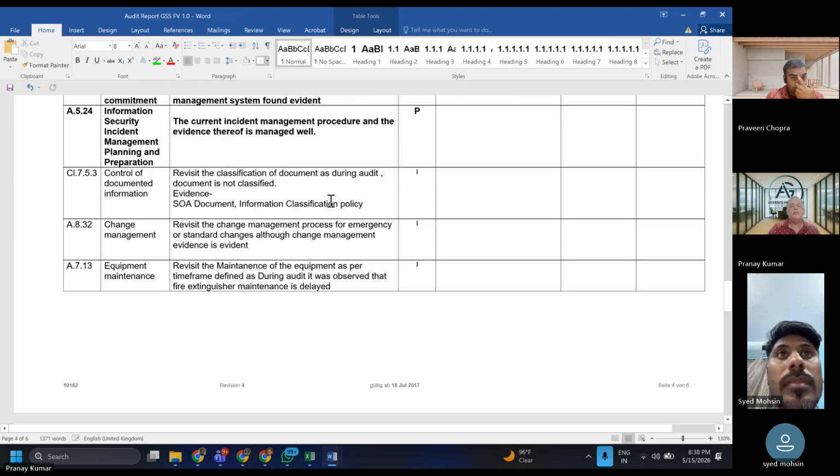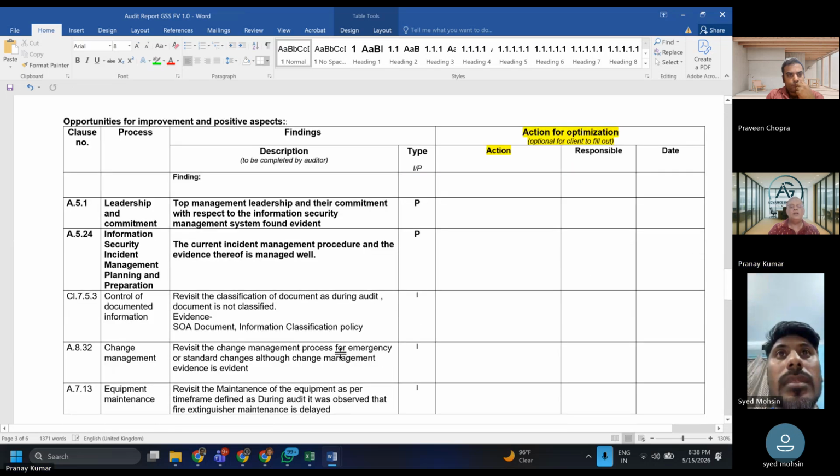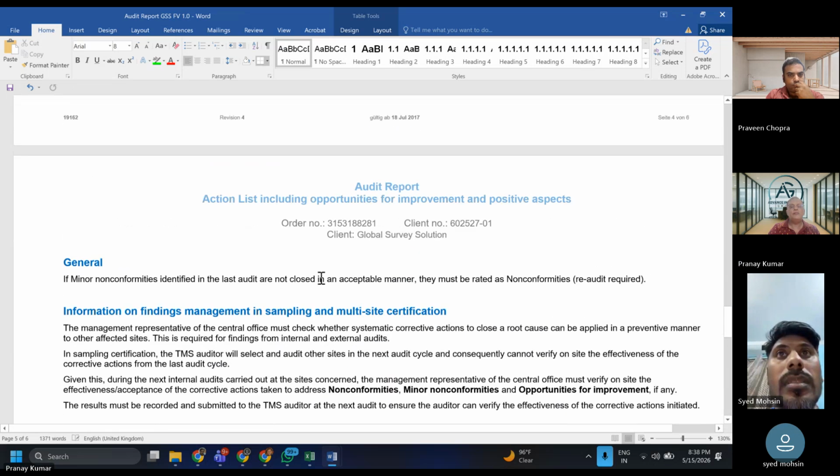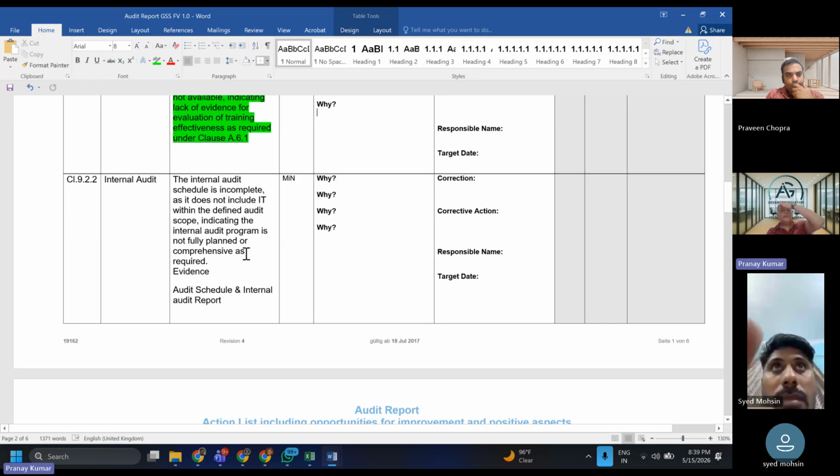And then there are some opportunities for improvement. See this? P means positive aspects. Others are improvement areas, the 3 that you see here. I is for improvement. They are also giving P. P is positive aspects. What did they find good? Everyone with me?